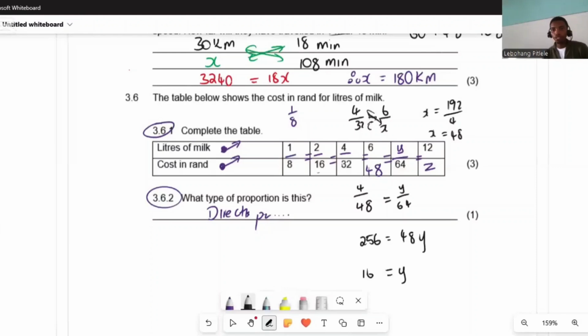Kindly verify quickly. 64 times 4. How much is that? 256. But now when you divide both sides by 48, how much are you getting? Okay, let me just verify with my calculator. You're going to give me 5 if I round it off.